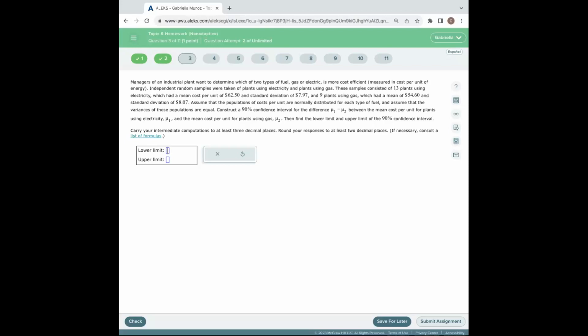13 and 9 again. Oh, it's different this time. It's the 90 instead of 99. Yeah, and that changes one of the values. It's always good to be on top of that.